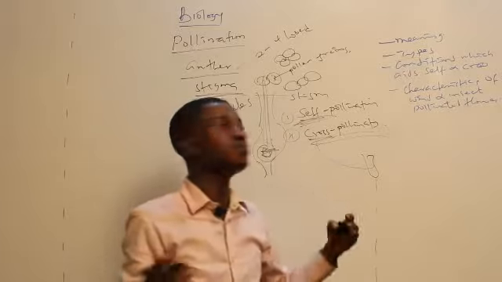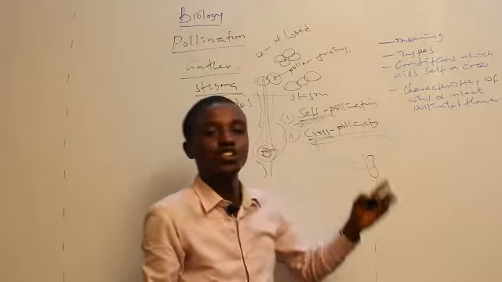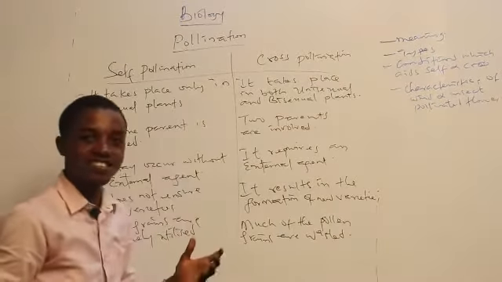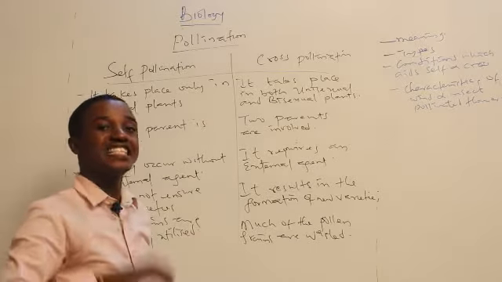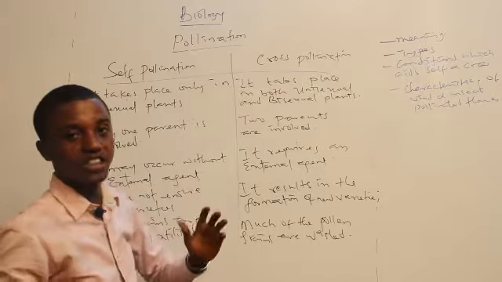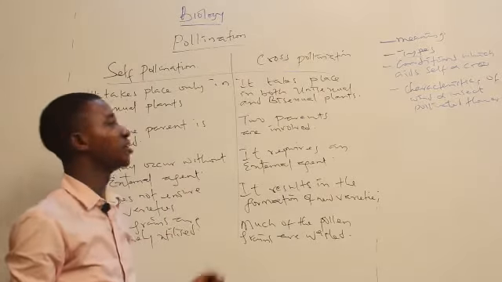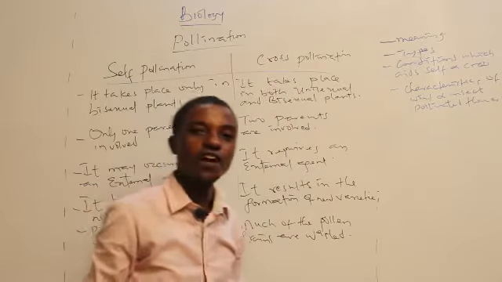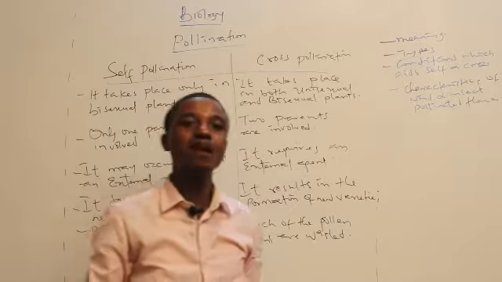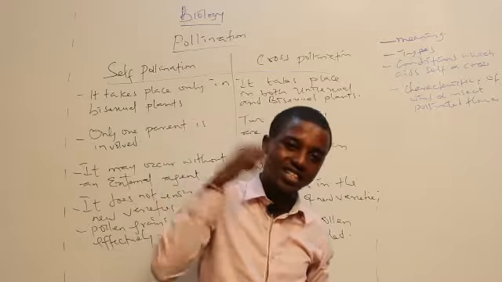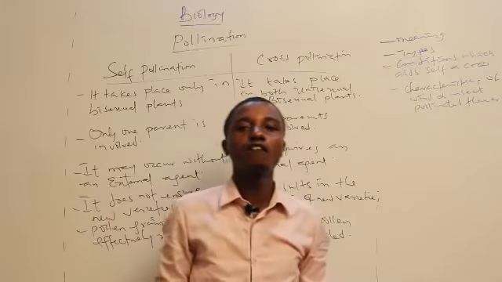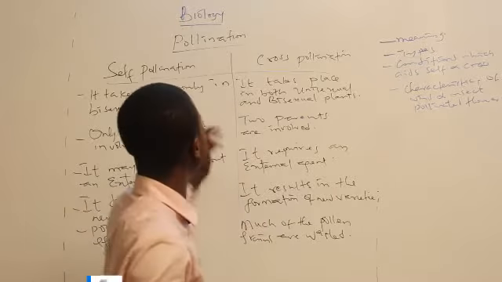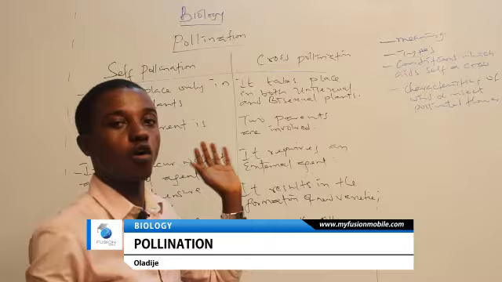So I'm going to draw a table and we'll look at the differences between self-pollination and cross-pollination. Okay, so now we'll be looking at the differences as well as the definitive fact for each of the types of pollination. As I've said earlier, there are basically two types of pollination, self-pollination and cross-pollination. And as I've said earlier, self-pollination is the transfer of pollen grain from the anther to the stigma of the same plant, while cross-pollination is the transfer of pollen grain from the anther of one plant to the stigma of another plant. So we're going to be looking at the differences, or basically speaking, the comparison between them.